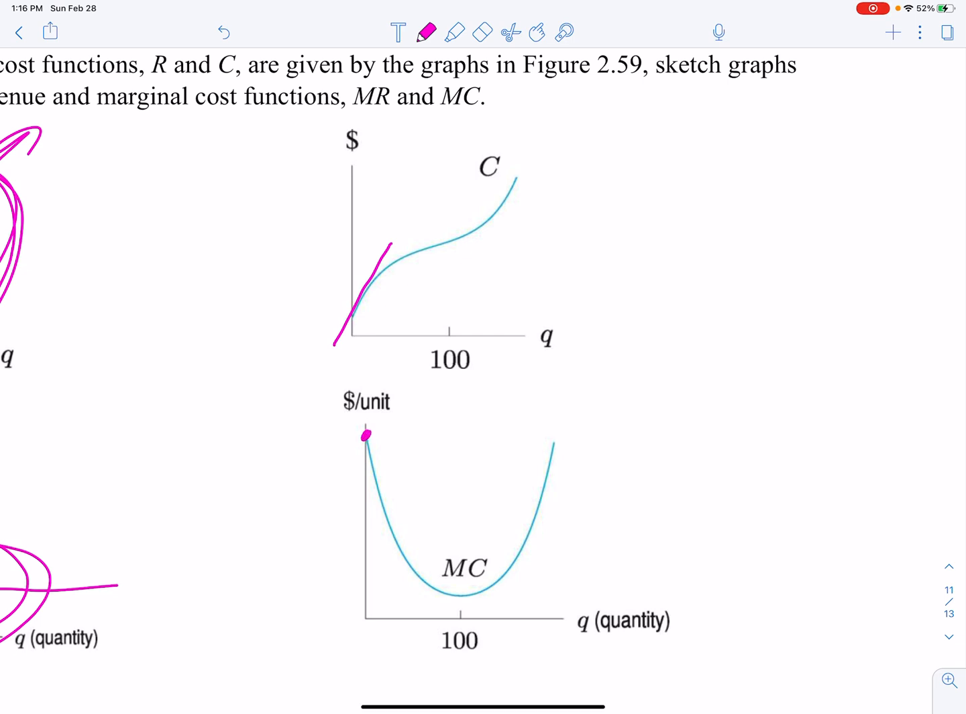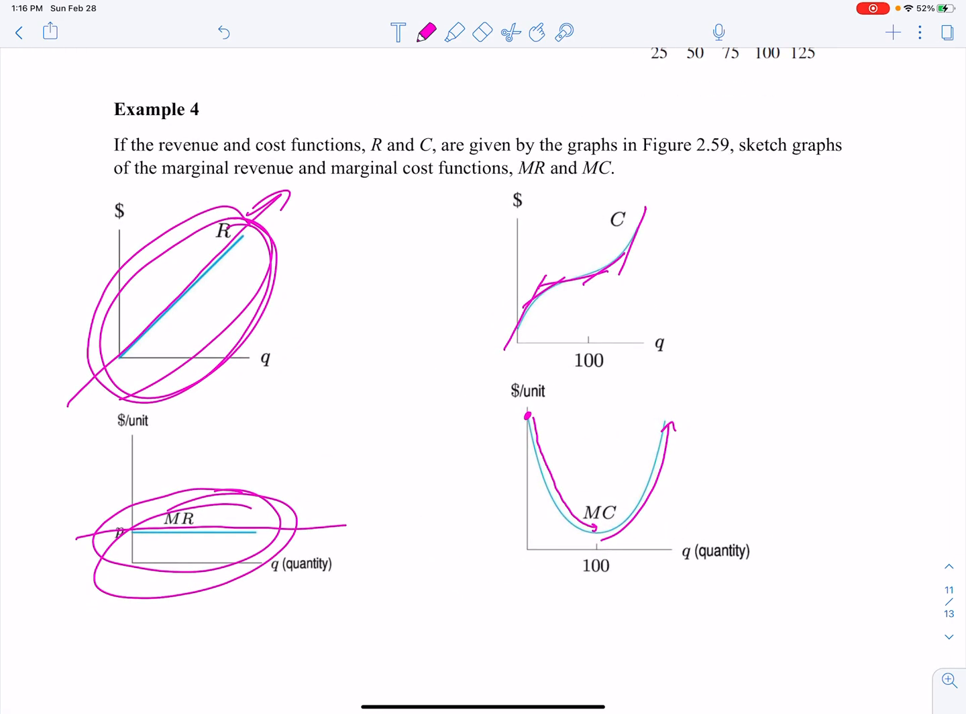Big positive slope. As we come across here and here, it's still a positive slope. It's still increasing, but it's getting smaller, but still positive, right? Still above the Q-axis here. As we come around that change, again, we can see these slopes getting more positive. Okay? So that's important stuff to understand. All right?